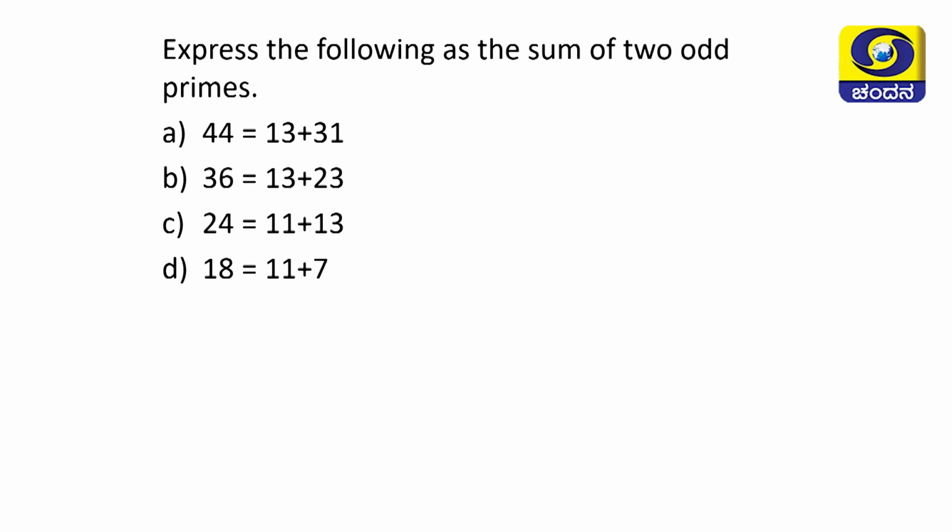Sum of two prime numbers. Here 13 and 23 both are prime, and the sum is 36. Again 24, 11 plus 13. Next 18, 11 plus 7 is 18. Copy this to the classwork, children.